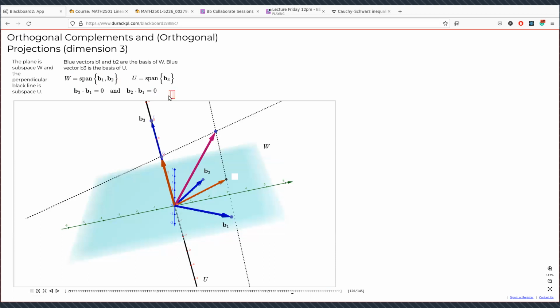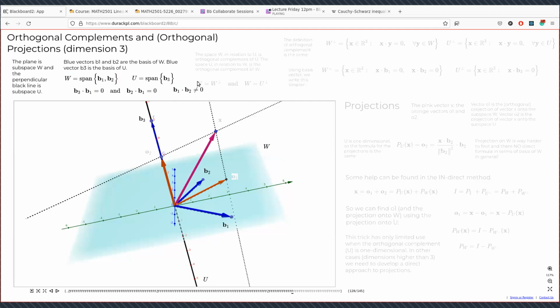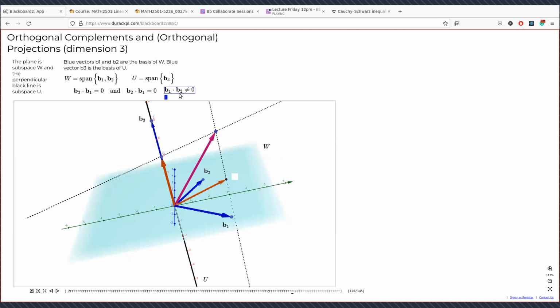B1 dot B2 not equals 0 in general. It may be not. It's irrelevant to what we do, okay, in general. I'll do it probably here.